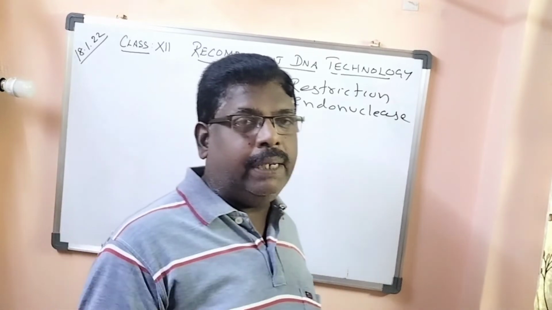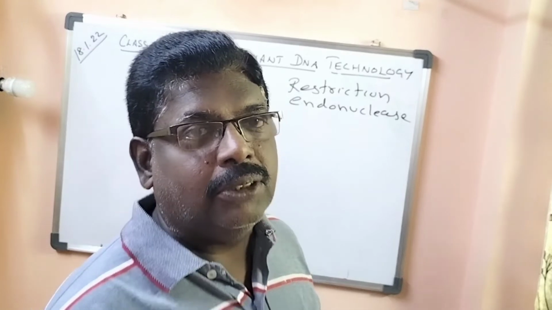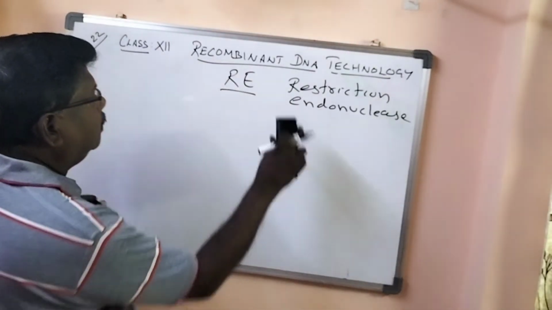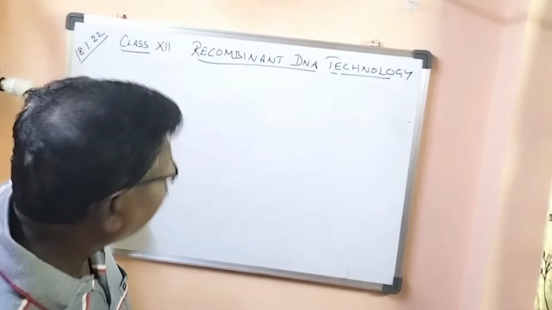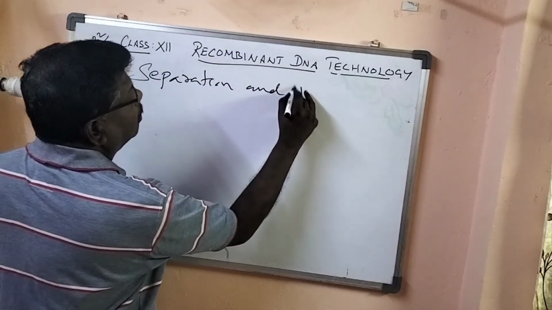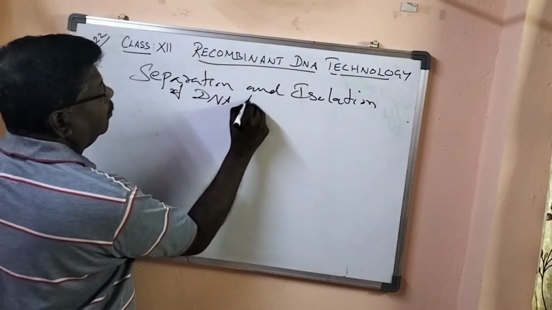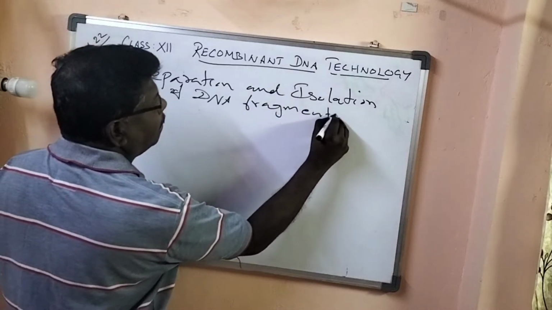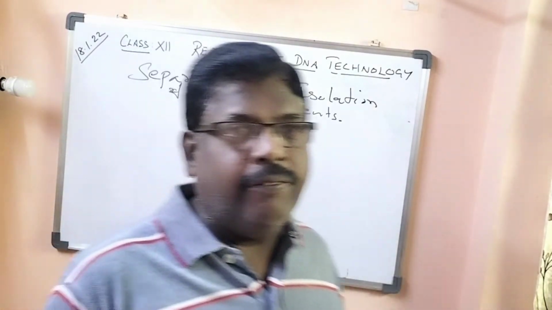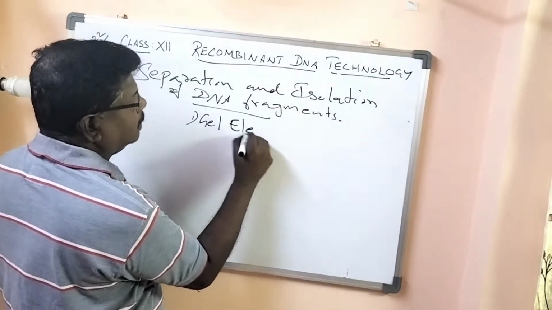But how to separate that DNA fragment? How to separate and isolate DNA fragments? That is not an easy thing. So let us see how it is separated and isolated: separation and isolation of fragments. It needs an electric field, and that is known as gel electrophoresis.